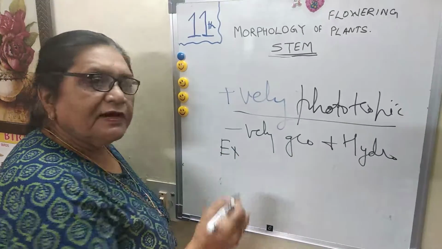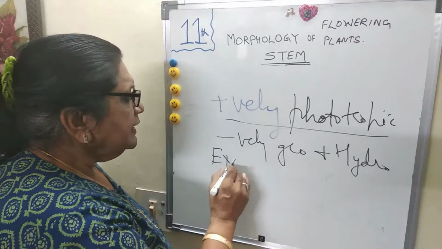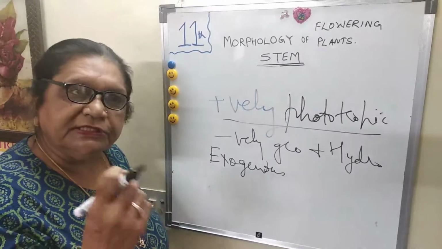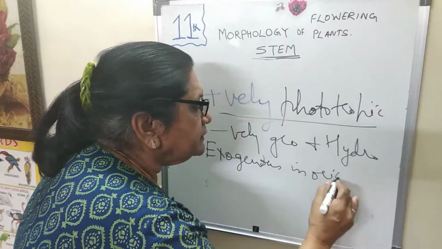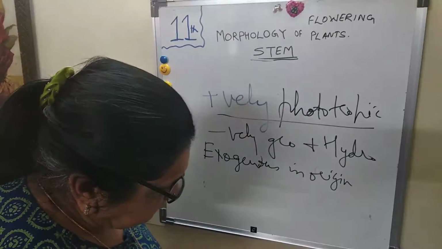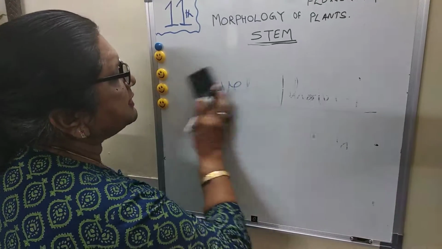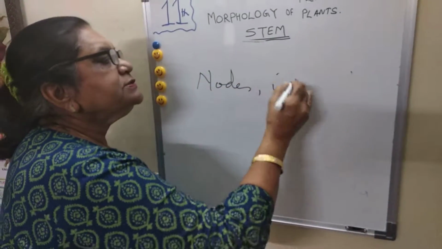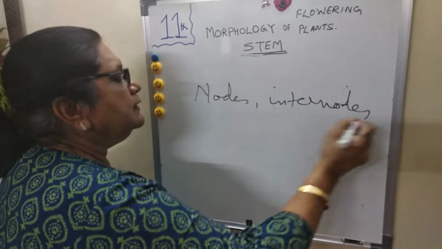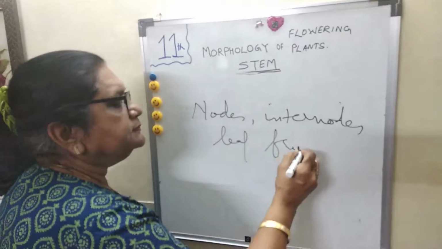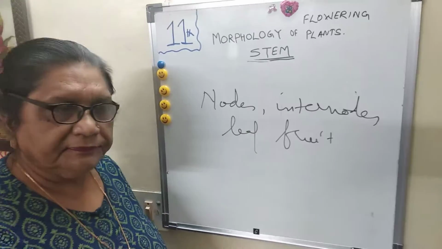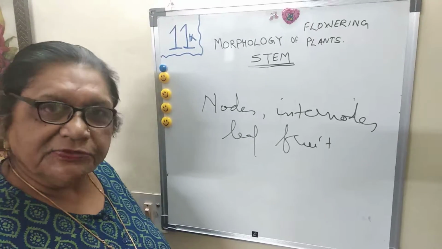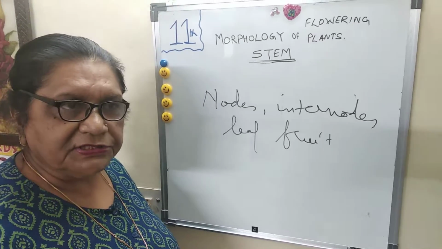Root was endogenous in origin from the pericycle. The stem is exogenous in origin. Another feature, they have special structures: nodes, internodes, leaf, roots. So they carry all these structures. The main function is to support all these structures present on the stem, that is their primary function.